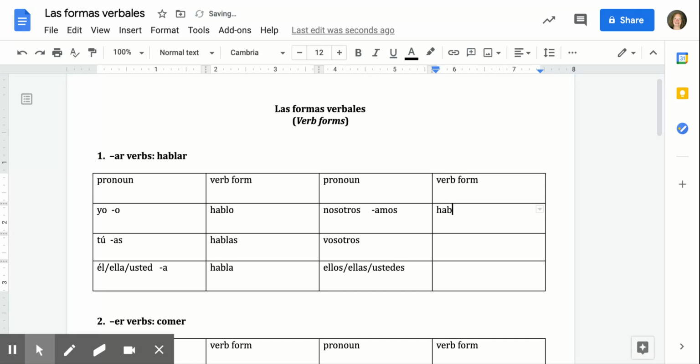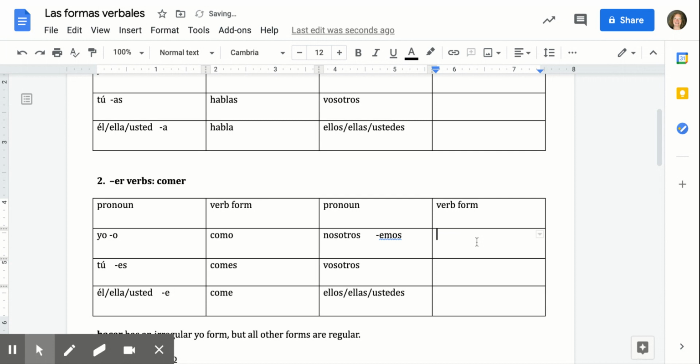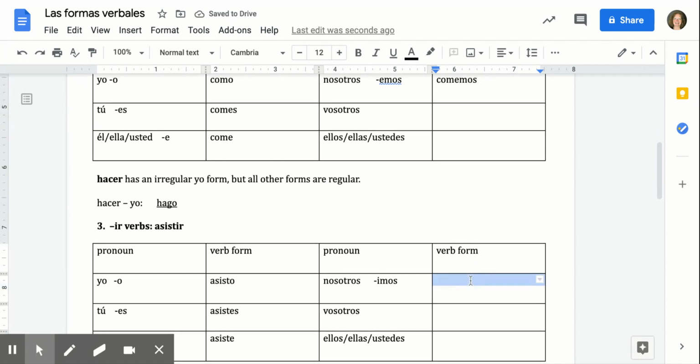So same thing, we start with ab after we drop the AR, and we add -amos. Start with com after we drop the ER, and we add -emos. And here we start with asist after we drop the IR, and we add -imos.